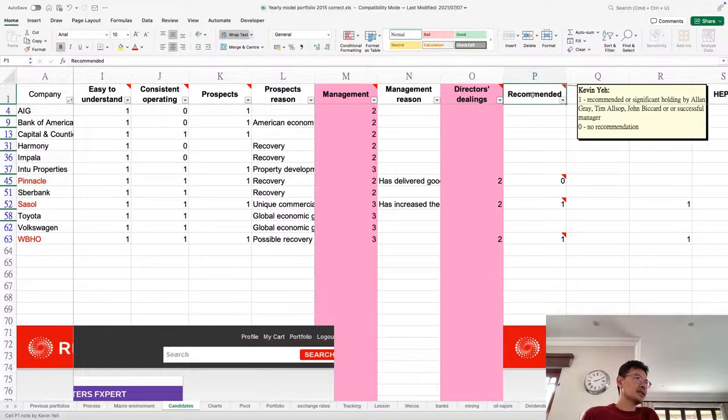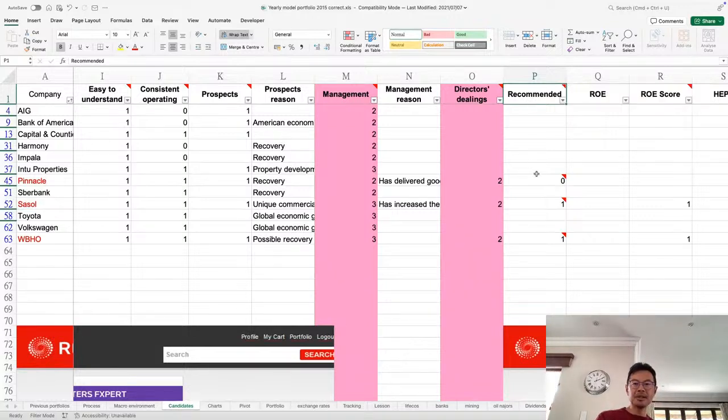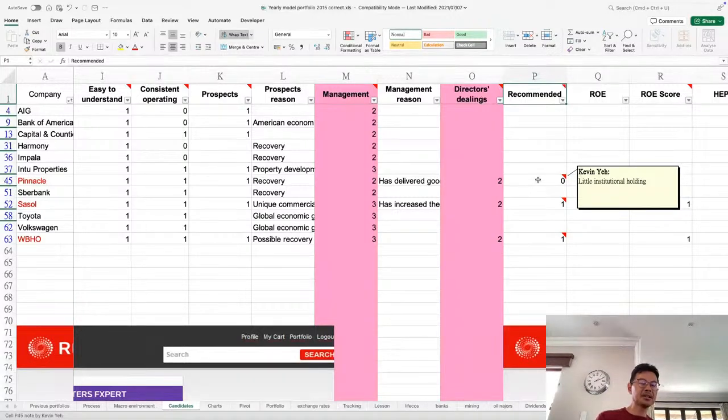Maybe we can look at a quarterly report to have a better understanding of their holdings. But yeah, so if it's held by fund managers, then I'll put a 1. If it's not held by fund managers, then it's a 0. Or if they don't recommend, they say why they don't hold such shares, then it's a 0. So here you can see Pinnacle, it's got very little institutional holding.